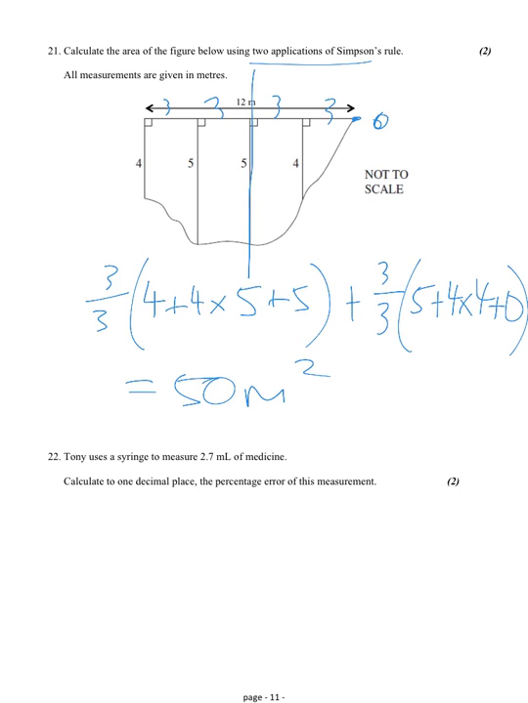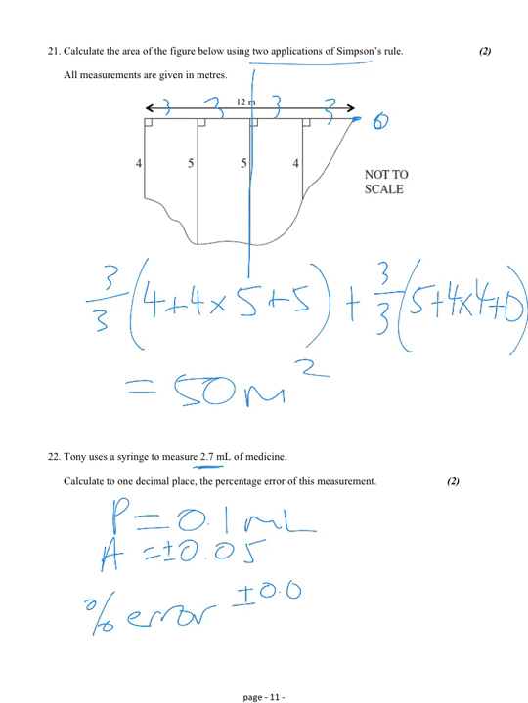Alright, Tony uses a syringe to measure 2.7 mils of medicine. Calculate to 1 decimal place the percentage error. Okay, so firstly, the precision. The lowest of that will be 0.1 mils. So the absolute error is half that, and we plus and minus. The percentage error is the absolute error over the measurement, and we're going to convert it to a percentage, and we get 1.9% to 1 decimal place.